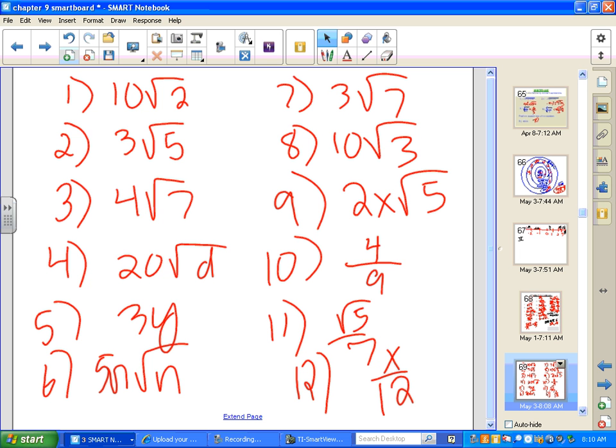Because the 12 is not in a square root. It's by itself. Bless you. Okay? Annalise. Yep. What's the square root of 9? Yeah.